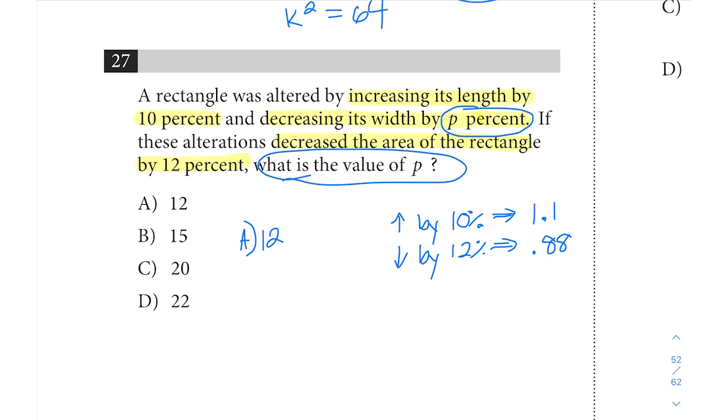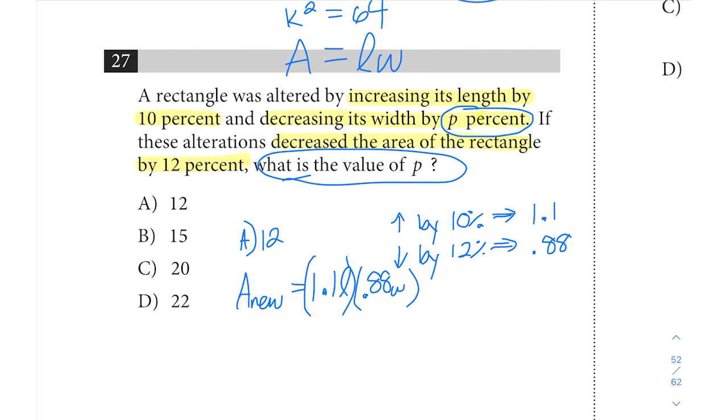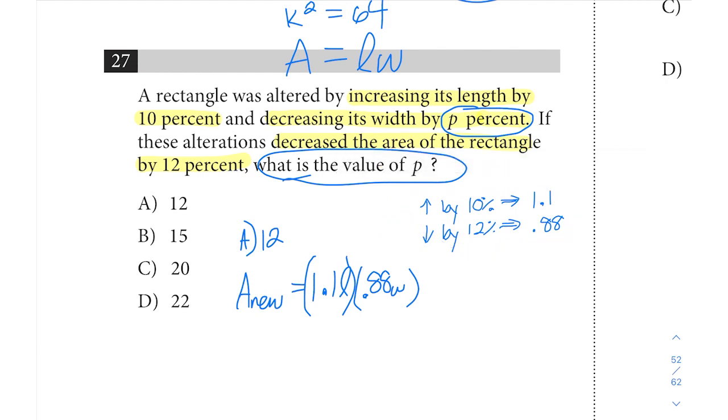And let's see if that means that we would be decreasing the area of the rectangle by 12. Well, here, I know that for my area, and I'll put that right up at the top, your area is going to be your length times your width. And so here, from your original area, my new area, we'll call it A new, is going to be 1.1 L times 0.88 W.